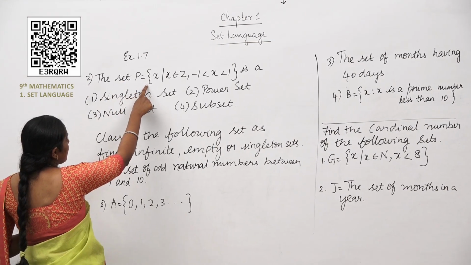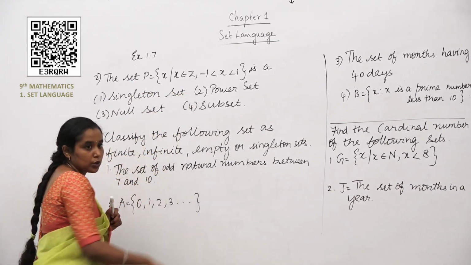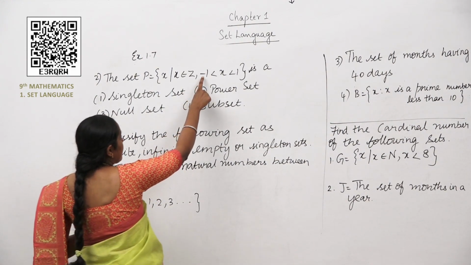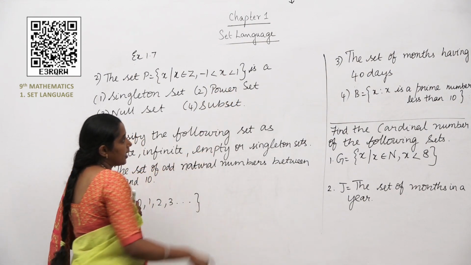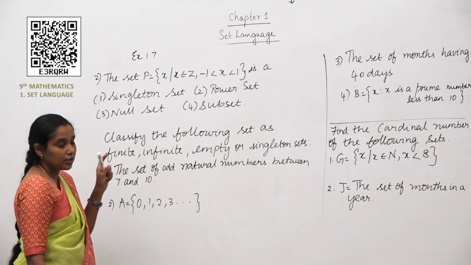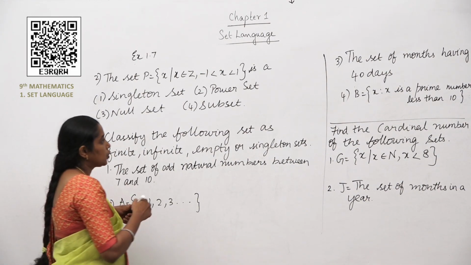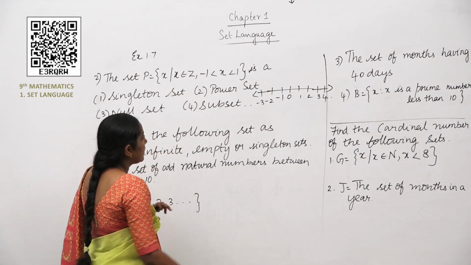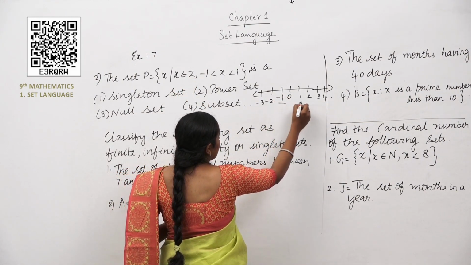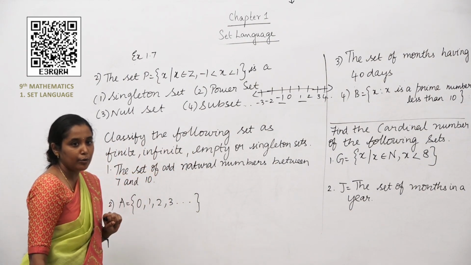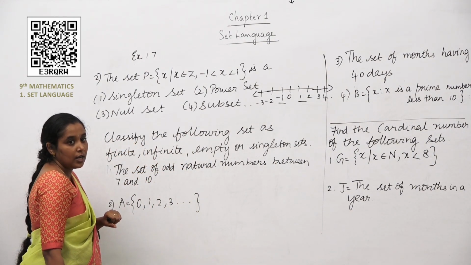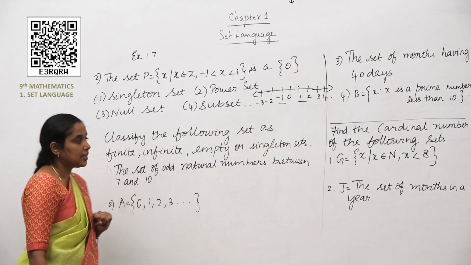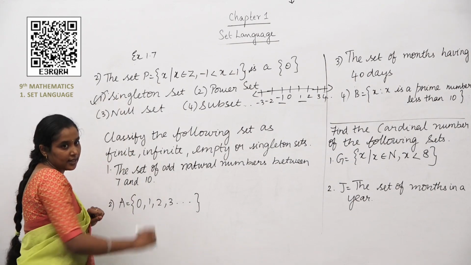The set P is equal to {x such that x belongs to Z}. Z denotes integers. What is given here? -1 less than x less than 1. What type of set is it? Integers means x lies between -1 and 1. What is the number between -1 and 1? It is only 0. So you will write only 0. What type of set is this? It is a singleton set.